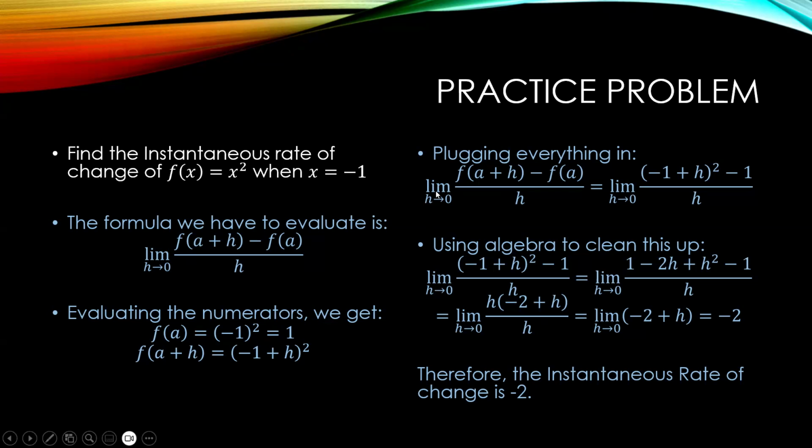So plugging these into our formula, we now have the limit as h goes to 0 of f of a plus h minus f of a over h, which is -1 plus h squared minus 1 over h. We can FOIL the stuff which is squared. We can then cancel the ones out, and we can factor an h out on top, which gives h times -2 plus h over h. Well, we can cancel the h's, and then as h goes to 0, this h goes away also, and we're left with -2. And so the instantaneous rate of change is -2.